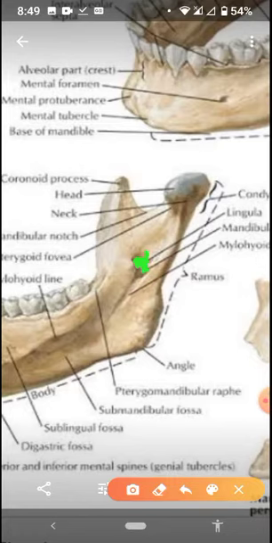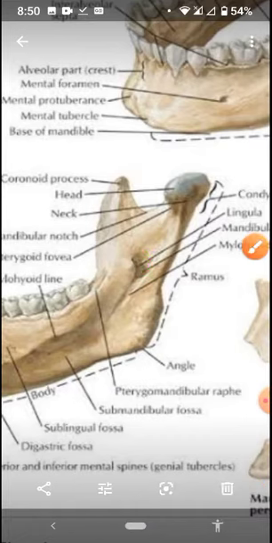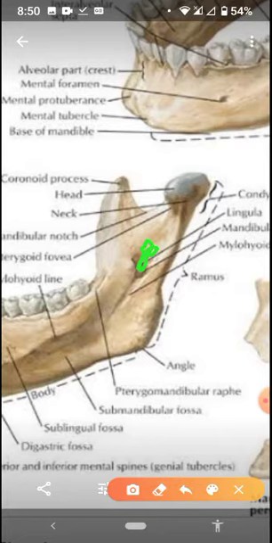This is the mandibular foramen, and it opens into the mandibular canal, and this canal leads into the mental foramen, which we discussed earlier. This is the mental foramen. You can see.